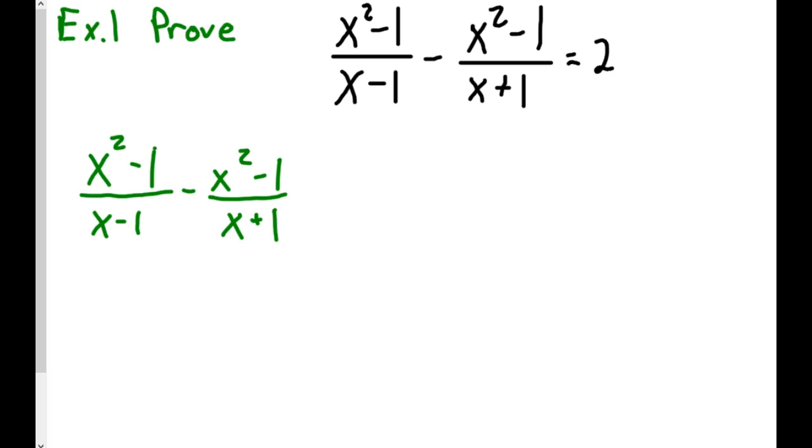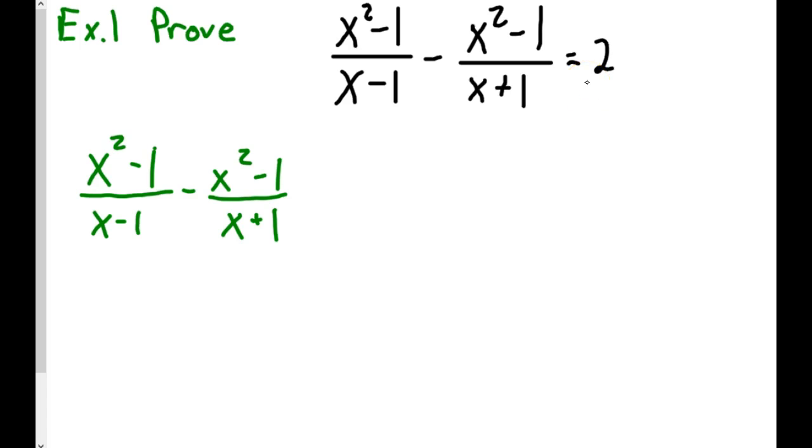In example 1, we're going to start with an algebraic proof to go through the general process, and then we'll start going through trig identities. So we want to prove that (x squared minus 1) over (x minus 1) minus (x squared minus 1) over (x plus 1) is equal to 2. So the general process, we're going to start with the more complicated side, which in this case is the left side of the equation. We're going to simplify and rewrite this to show that it is equal to 2.